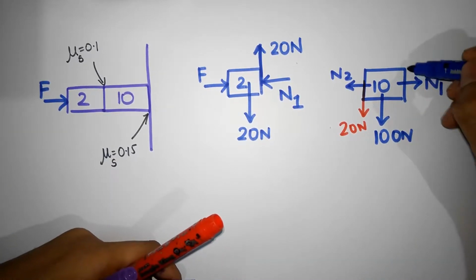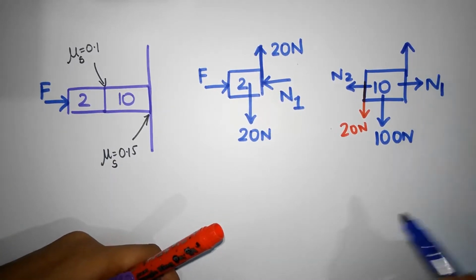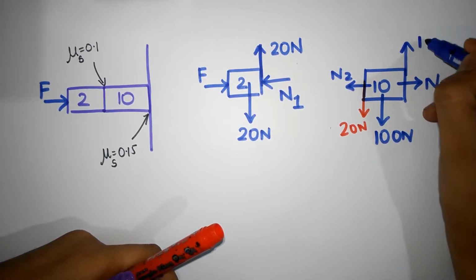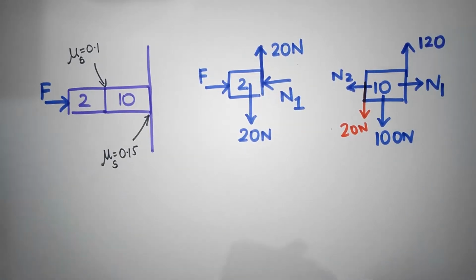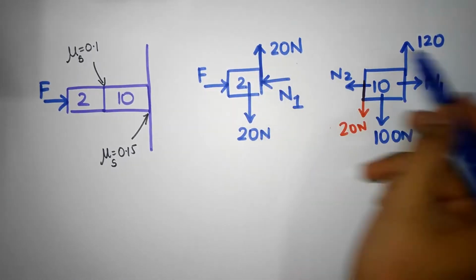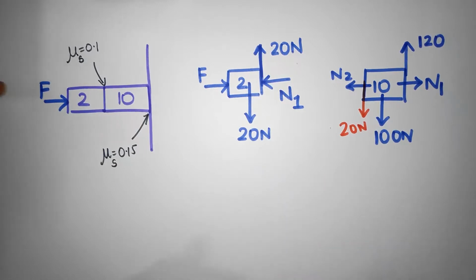And we have frictional force. Notice, for this to remain stationary, frictional force must be 120 newtons. Oh, you know what? We already calculated that part. We already know what the frictional forces are. Now all that remains for us is to calculate what the minimum force has to be.